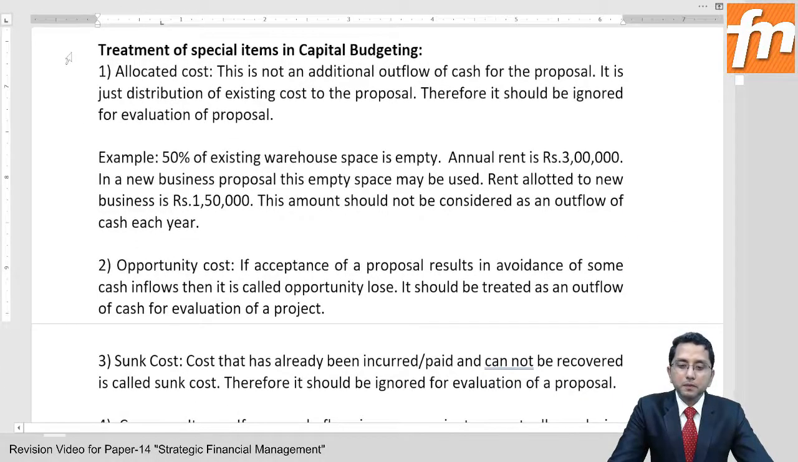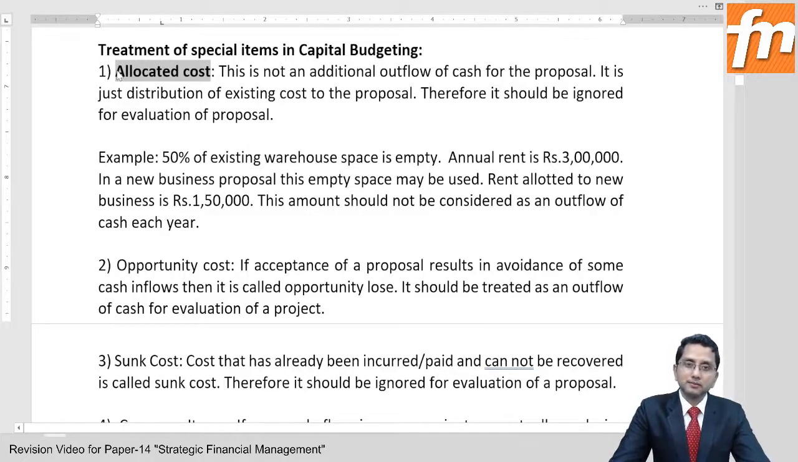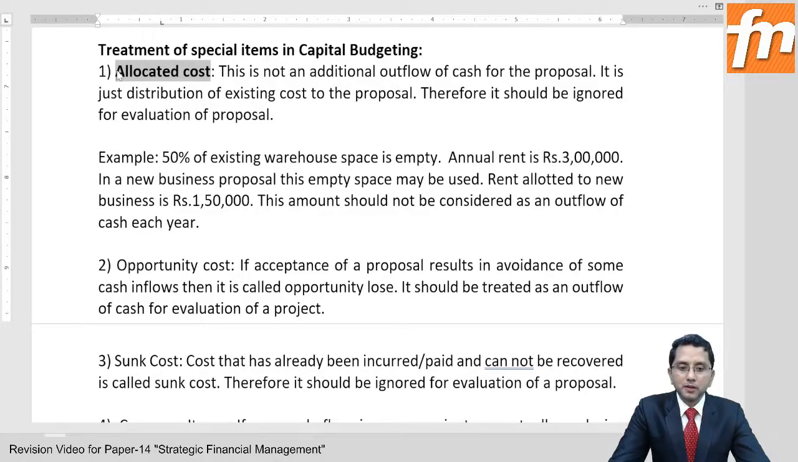Treatment of special items in capital budgeting. Let's talk about allocated cost. So you already know what is allocated cost. Suppose you have taken a godown on rent and you are already using it in one of your businesses, and a part of the godown is empty, it is not used.